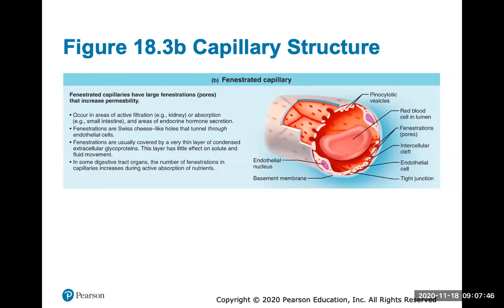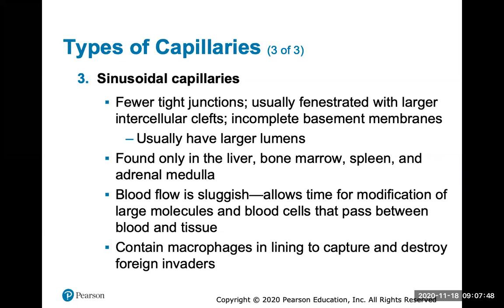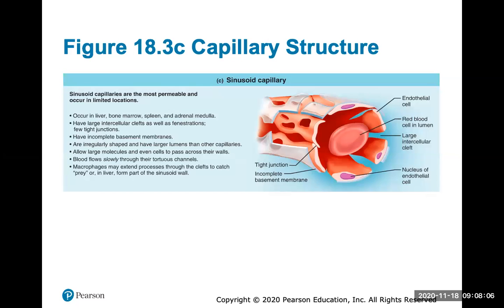Then your sinusoidal capillaries, they have fewer tight junctions, larger lumens. They're found only in the liver, bone marrow, spleen, and the adrenal medulla. Blood flow is sluggish. They will have macrophages to help destroy and attack foreign invaders. So these are sinusoid capillaries, very common in the liver, bone marrow, spleen, and the adrenal medulla.